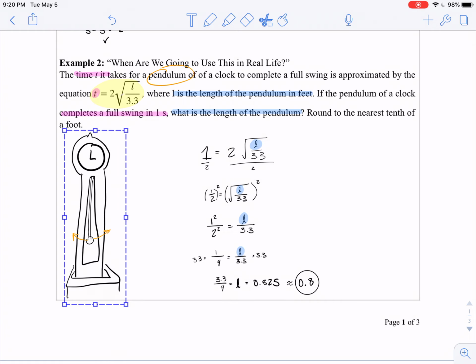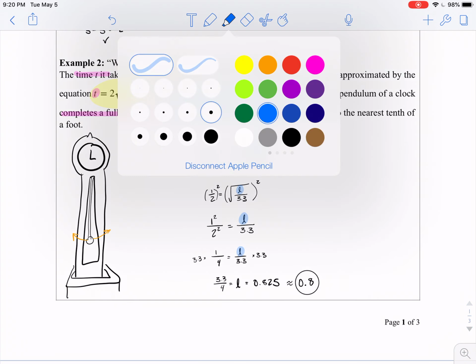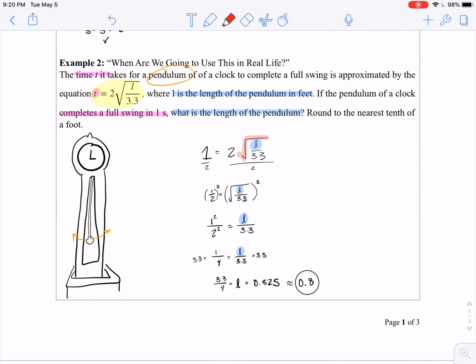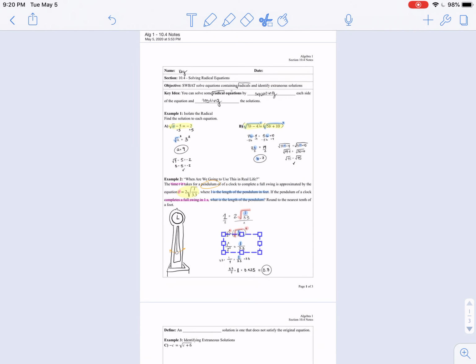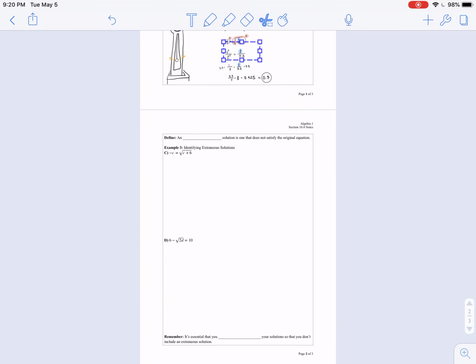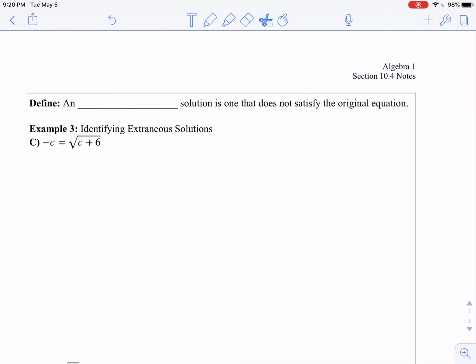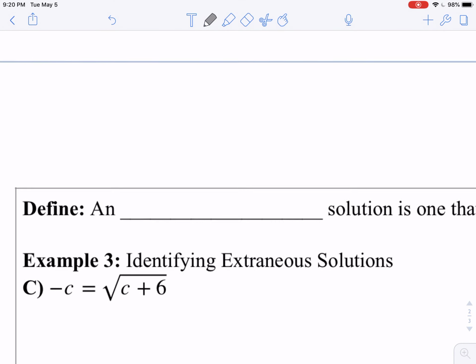So there you go. Again, we're solving an equation with a radical, with this radical guy right in here. To undo the radical, you gotta square both sides and simplify. That's our key idea. But there's one extra little thing we need to look out for. We need to look for something extra.